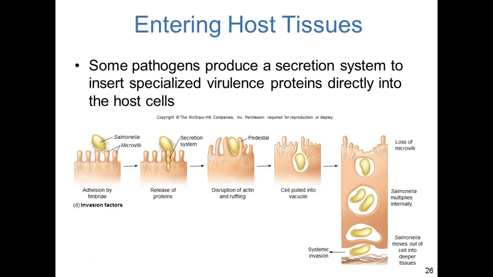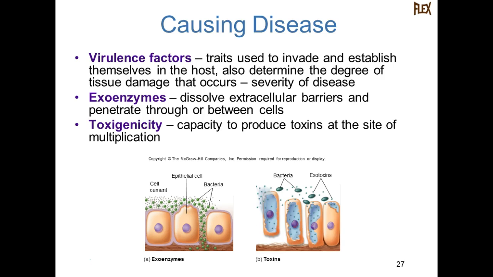Sometimes it can get out of the cell, and we're looking at an epithelial cell of the intestines right now. Sometimes it can get out of the cell and go into deeper tissues, causing septicemia, for example. The virulence factors are those traits that are used to invade and establish themselves in the host, and they also can determine the degree of tissue damage that occurs.